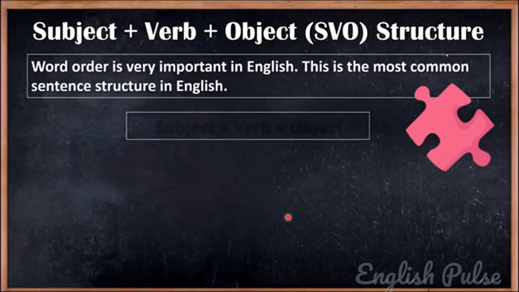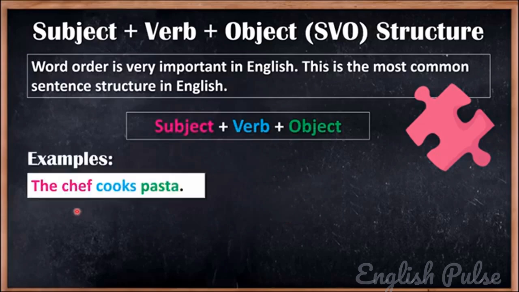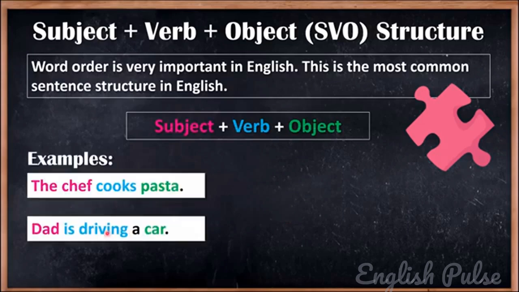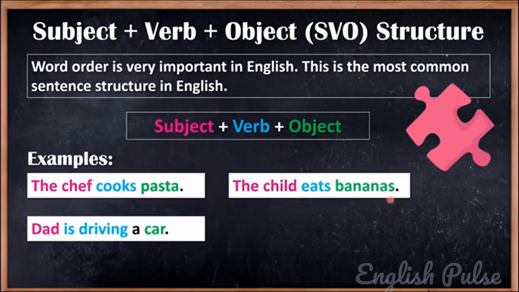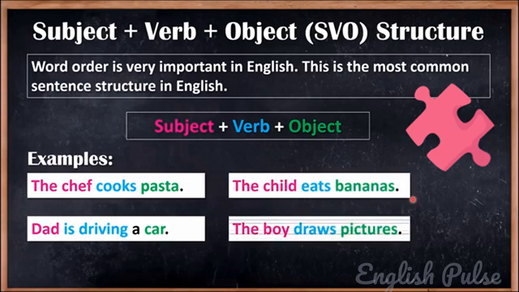So we're going to look at more practice sentences. The chef cooks pasta. Dad is driving a car. The child eats bananas. The boy draws pictures. I encourage you to practice writing some sentences using this pattern.